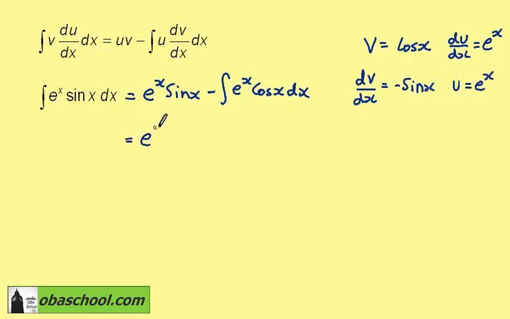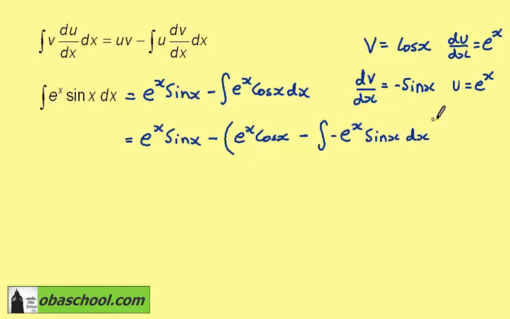So here we have e to the x sine x. Take away in brackets, this becomes uv, e to the x cos x. Take away the integral of minus sine x times e to the x. Minus minus becomes a plus, and so expanding the bracket we get e to the x sine x.